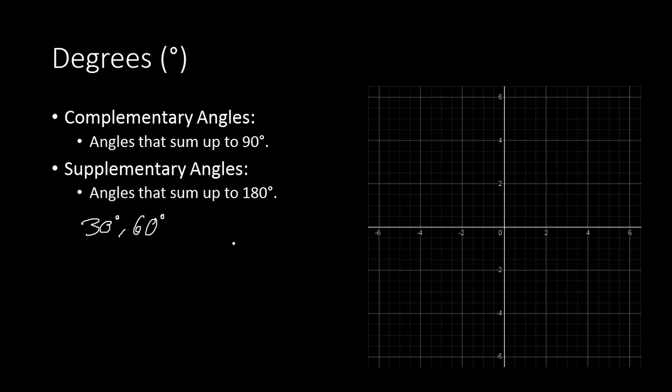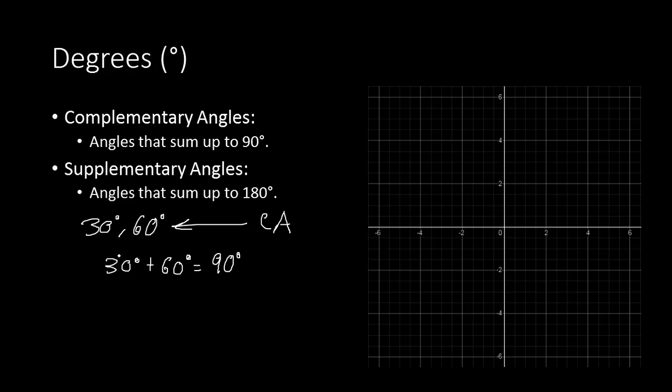Now add them. If I add 30 degrees and 60 degrees, we will have 90 degrees. Since the sum of 30 degrees and 60 degrees is 90 degrees, we can conclude that these two are complementary angles, because these two angles sum up to 90 degrees.